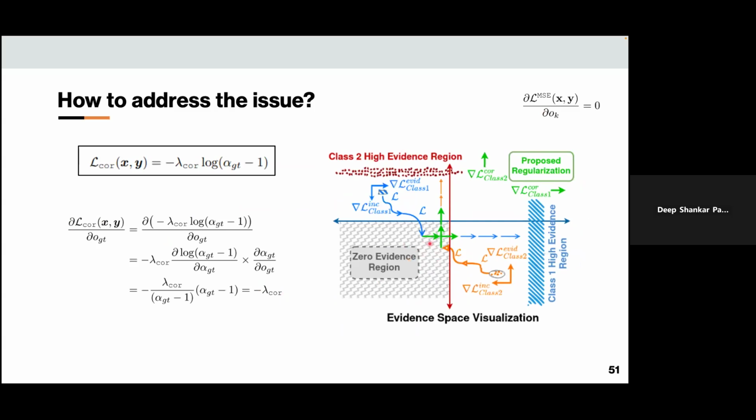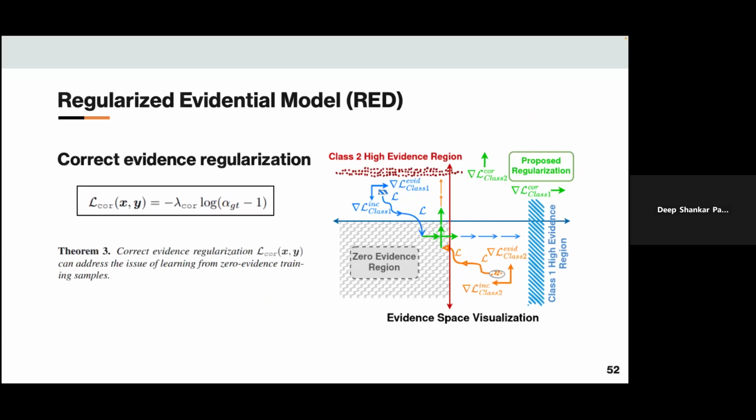But once the sample is outside the zero evidence region, we want the evidential framework to update the model. So we set this hyperparameter based on the evidence. If the evidence is zero, this hyperparameter is one. And as the evidence increases, the hyperparameter value decreases, and the evidential framework enables the model's learning. And we theoretically show that this correct evidence regularization can address the learning issue. It can enable the model to learn from the zero evidence training samples.